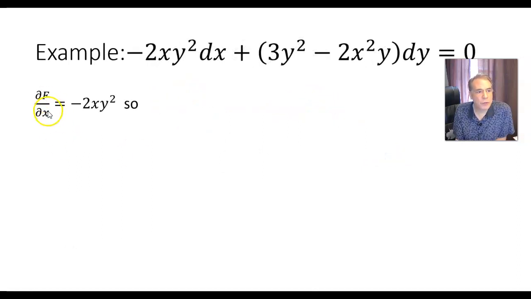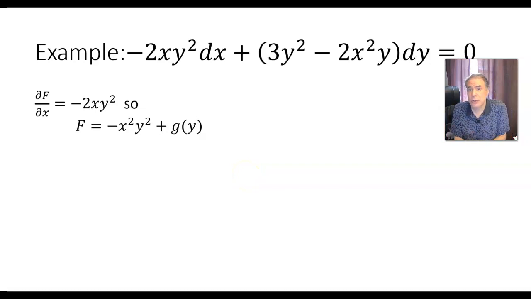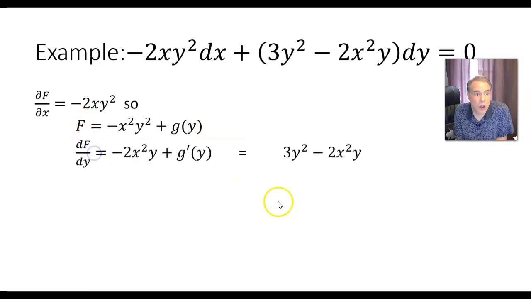Okay, so the partial of f with respect to x would have to be the thing in front of the dx, the negative 2xy squared. So anti-differentiating that with respect to x and treating y as a constant, we get that f must be negative x squared y squared plus g of y, something that's constant as far as x is concerned, but might depend on y. Now let's go forward from this. Let's take the partial derivative of this with respect to y. So the partial of f with respect to y would have to be negative 2x squared y plus g prime of y.